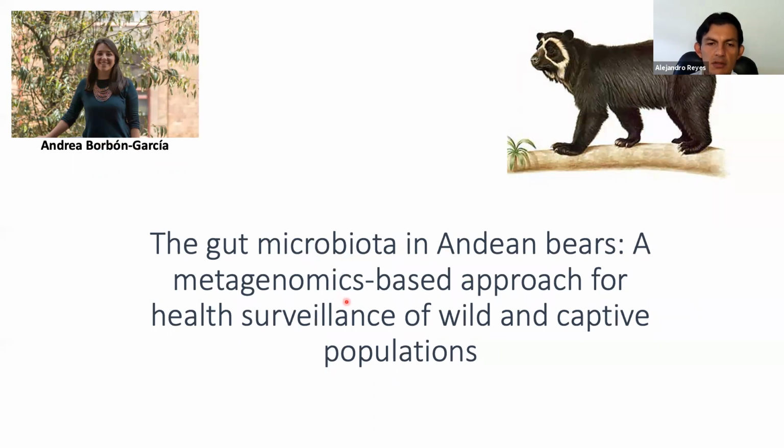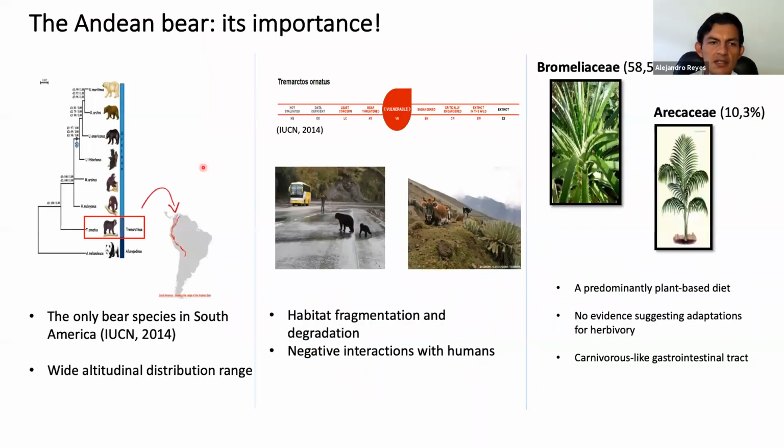So we use metagenomics to do a surveillance of wild and captive populations. And why is the Andean bear important? The Andean bear is the only species of bear in South America, and it has a very wide altitudinal distribution range. It has been assigned as a vulnerable species according to the different conservation strategies.